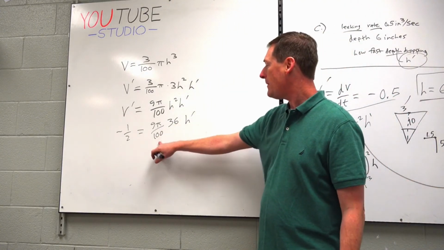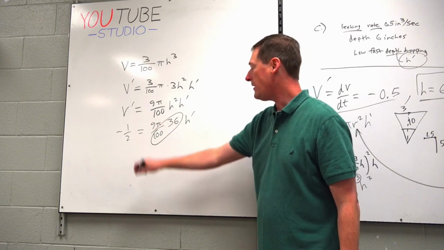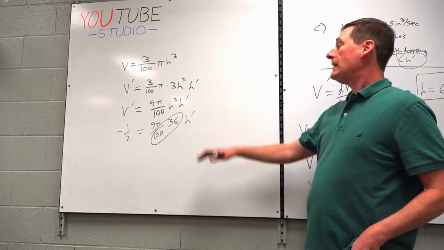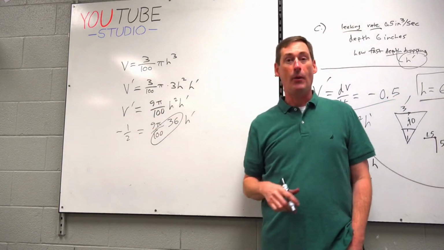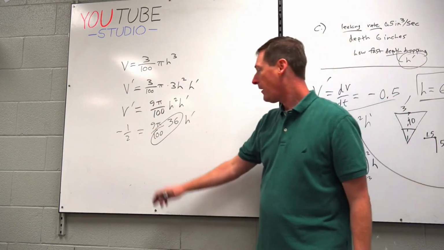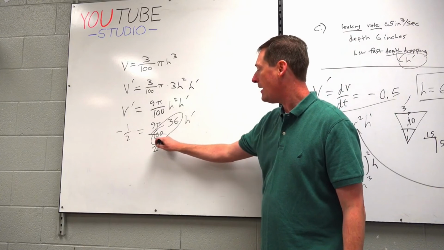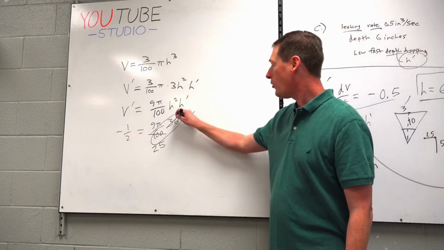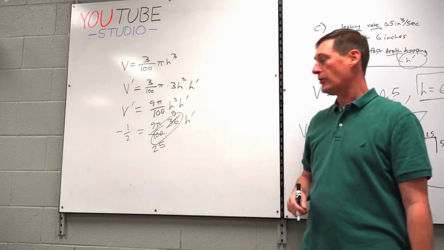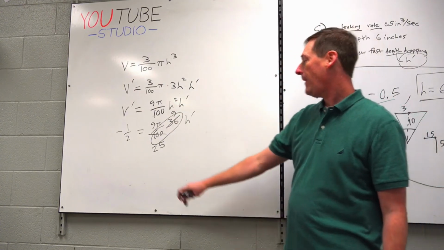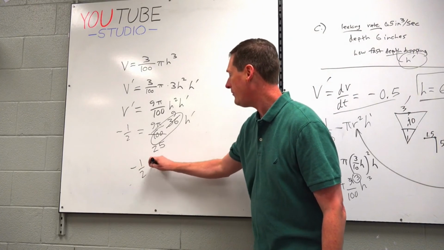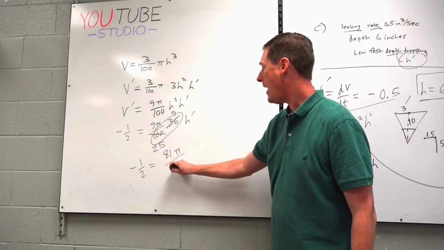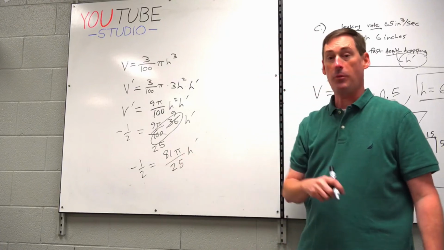36 and 100. Let's see about the cross cancellation. They're both even, so 2 goes into both. 4 goes into both. 6 goes into 36, but not 100. Okay, 4 is your best bet. 4 times 25 makes 100. 4 quarters makes $1. 4 times 9 is 36. And you get negative 1/2 equals 9 times 9 is 81 pi out of 25, h prime.